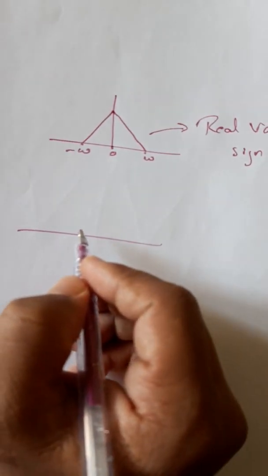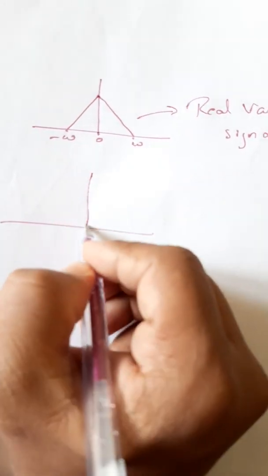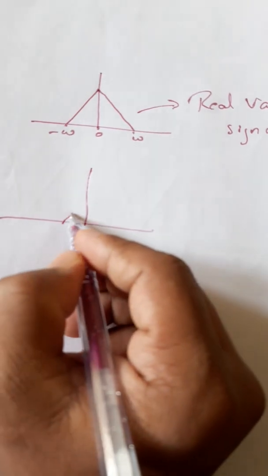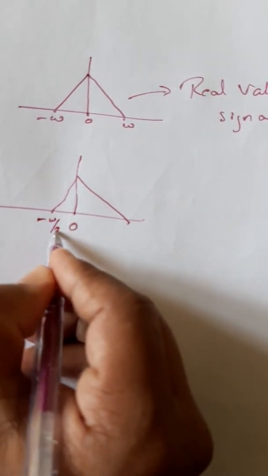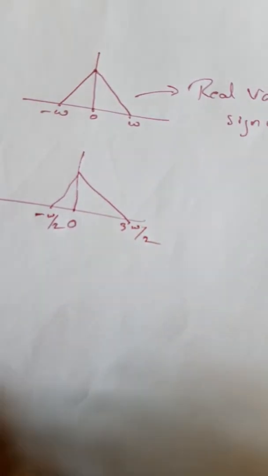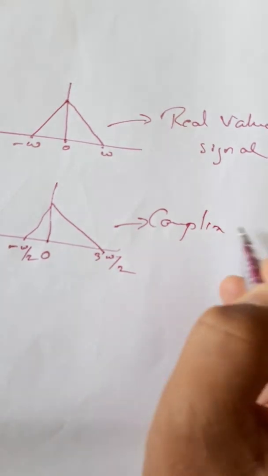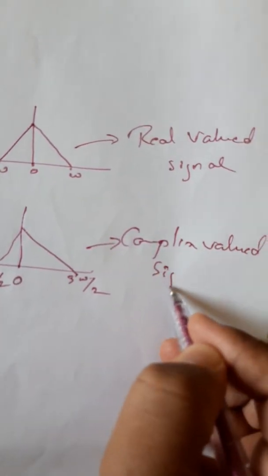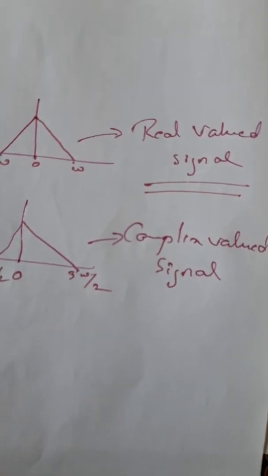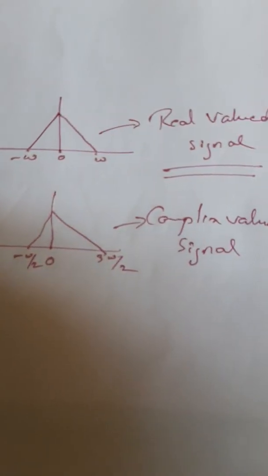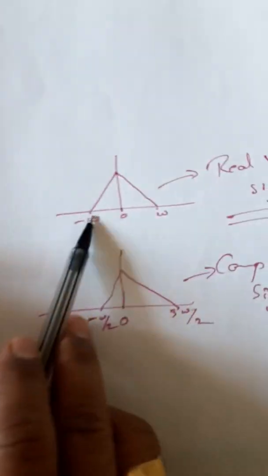And another one, which we'll come across later in this chapter, is the complex valued signal. What do you mean by a complex valued signal? The frequency content will be there, but it will not be symmetric. Say it will be minus w2 by 2 and 3w2 by 2. Both are not symmetric. These kinds of signals are called complex valued signals. So in the Hilbert transform, the signal we are dealing with is the real valued signal, meaning its spectrum is completely symmetric.